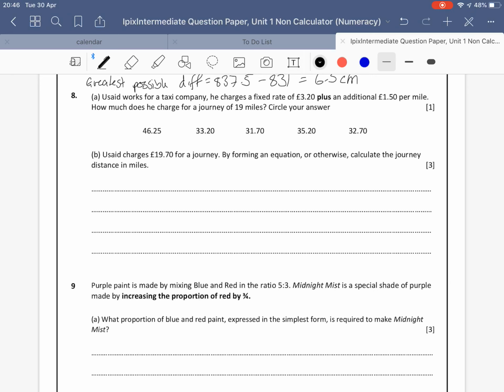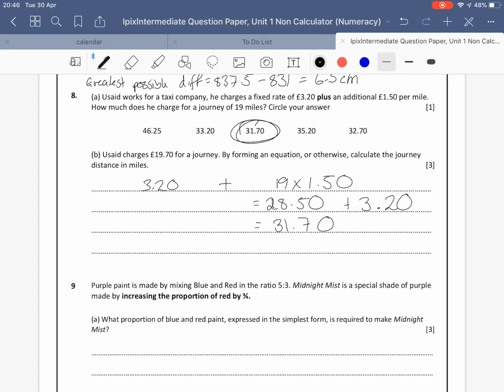Okay, question 8. A man works for a taxi company. He charges a fixed rate of £3.20 plus an additional £1.50 per mile. How much does he charge for a journey of 19 miles? So it's £3.20 add the number of miles times 1.50, so 19 times £1.50. You can do 19 times 1.50 a number of different ways. I would probably times it by 20. So I'd do 20 times £1.50 and then take away the £1.50, which is £28.50. Then I add my £3.20, and I get £31.70.